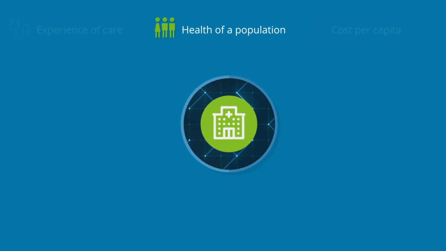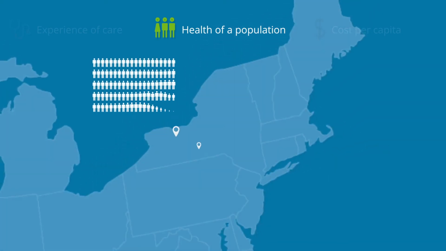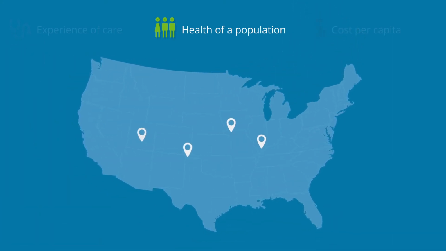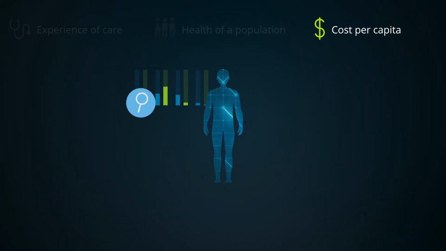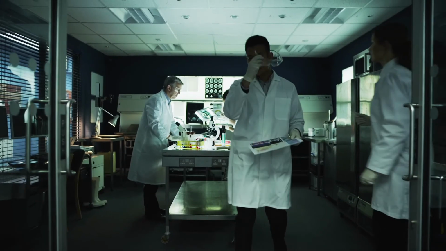Manage the health of a population by comparing data across your organization, larger regions, or the country at large. Lower your costs per capita by looking closely at profitability to find smarter ways to work and make the most of your resources. So how can you transform data into actionable insights using Triple Aim IQ?